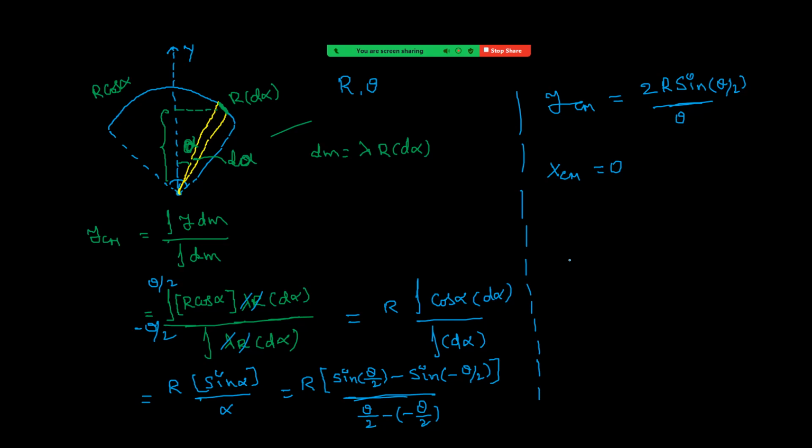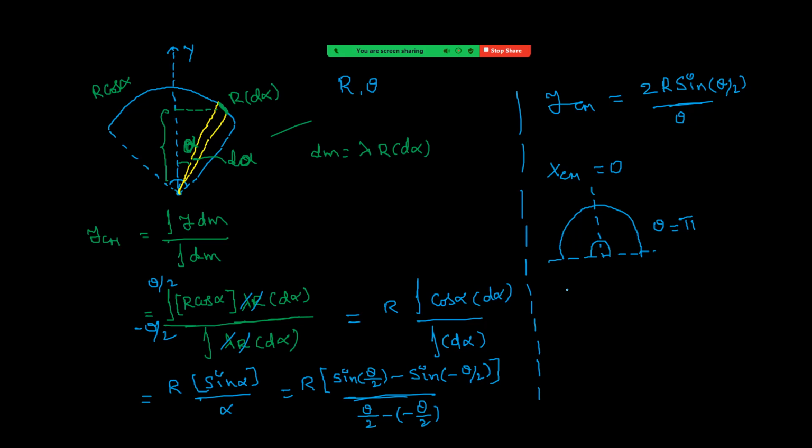For example, if we are given a half circle, see for a half circle, this total angle is 180. That means the theta value, how much? Theta value is pi. Theta pi means substitute here sine pi by 2. That is 1. And this is pi. So this is pi, right?